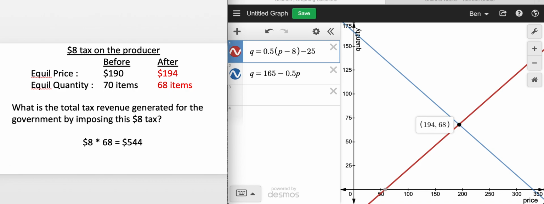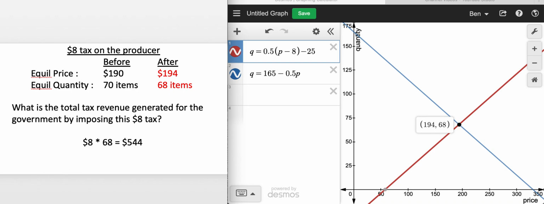Now, if we consider the government, the whole purpose of the tax was to raise revenue for government needs. So what is the total tax revenue generated? If we look at this, it's $8 per item sold times the new number of items that will be sold, and that's 68, and that comes to $544.